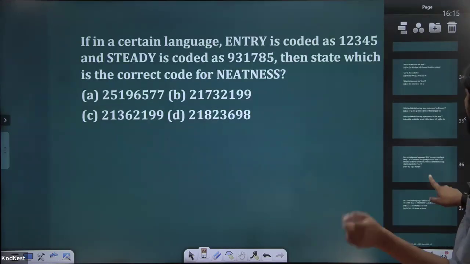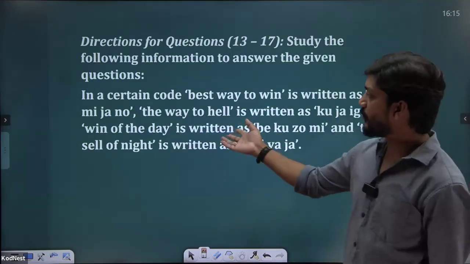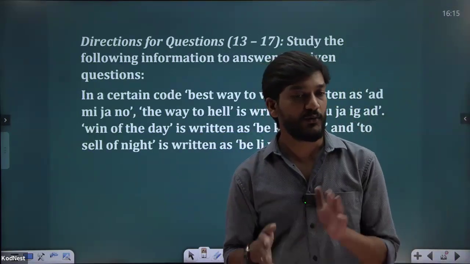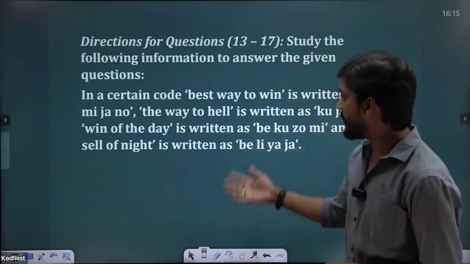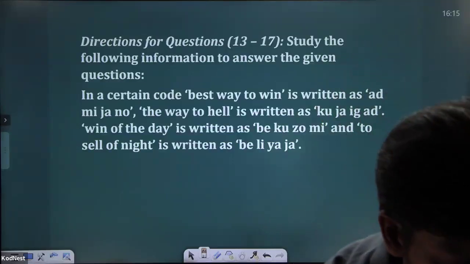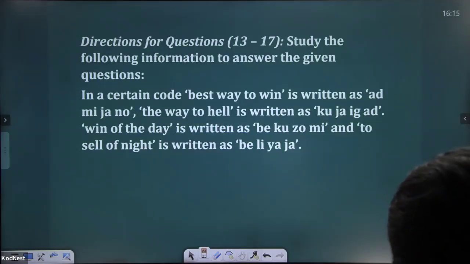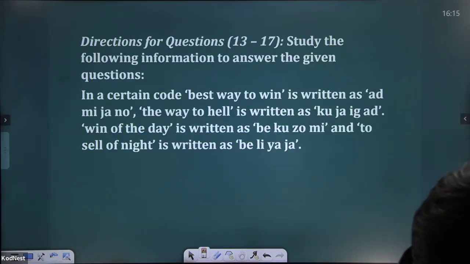Other questions will be sentence coding. Sentence coding is somewhat different. How sentence to sentence coding is done, that we'll see in the next session. You can try the questions after the class. Yes, any type of coding, like word to word coding, word to number coding, or it can be sentence to sentence coding also. Anything it can be.